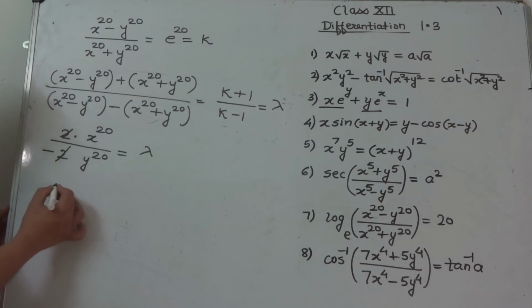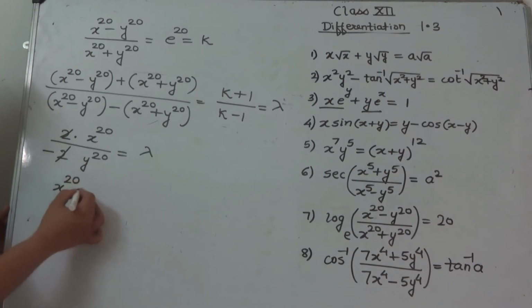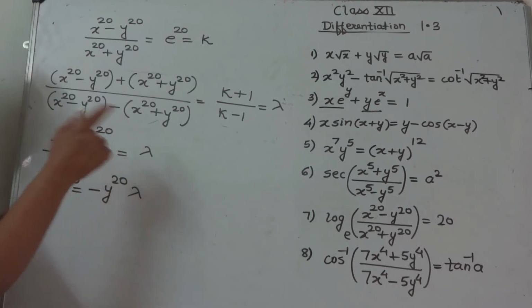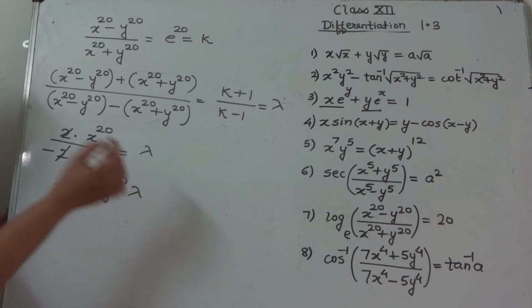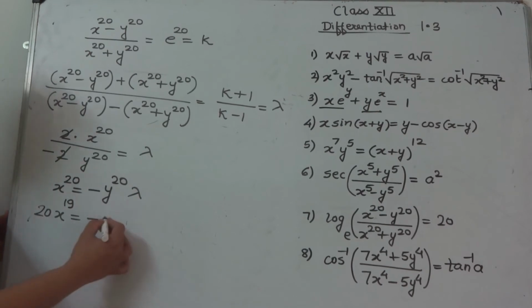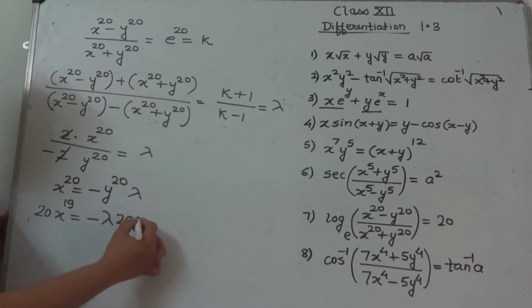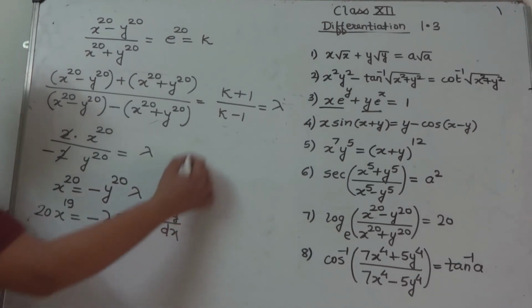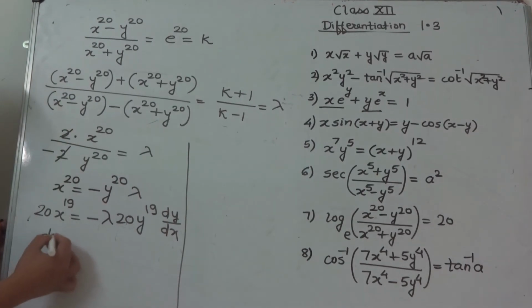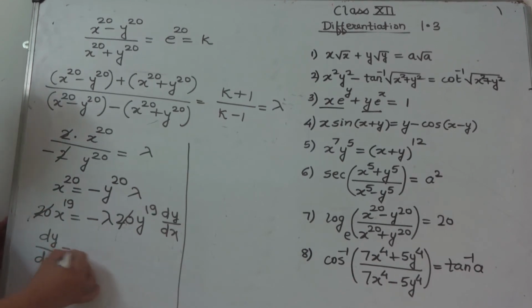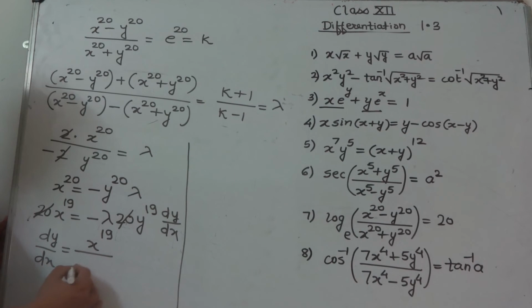Now let us cross multiply this. So we get x raised to 20 equal to minus of y raised to 20 into lambda. We have taken this minus on the right hand side. Differentiate with respect to x. So 20 x raised to 19 equal to minus, lambda is a constant, 20 y raised to 19 chain rule dy by dx, and so students we get dy by dx equal to, this 20 gets cancelled and we can write x raised to 19 upon minus of lambda into y raised to 19.